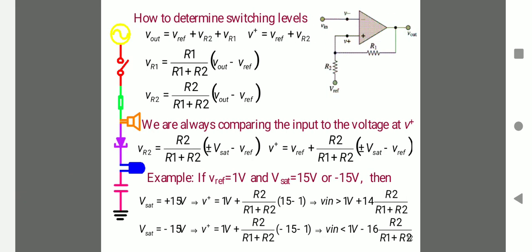These are the equations for determining the switching levels when comparing the input and output voltage. As an example, when the reference voltage is equal to 1 volt and Vsat equal to plus or minus 15 volts, we can find the output for the positive and negative saturation voltage, which we denote as the upper threshold voltage and lower threshold voltage. For the upper threshold, Vout is equal to minus Vsat, so this voltage will be slightly more negative than Vlower, in order to cause the output to switch from minus Vsat to plus Vsat.